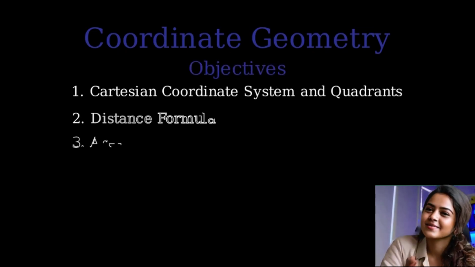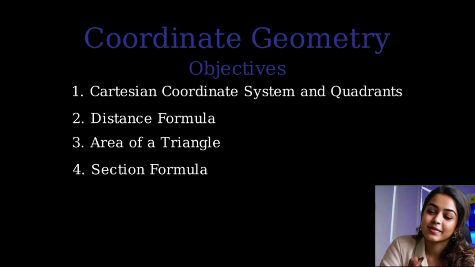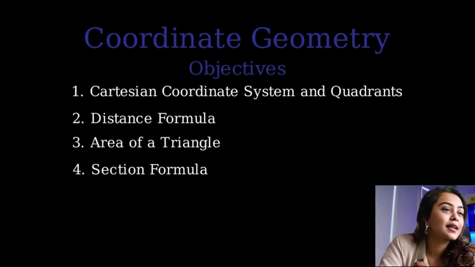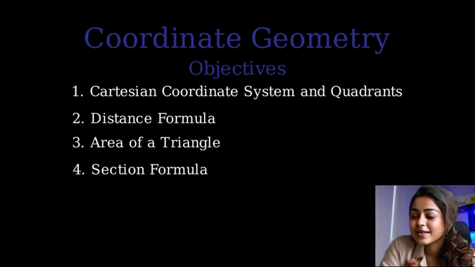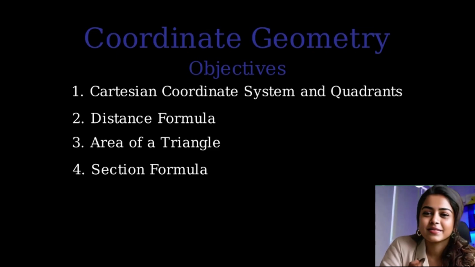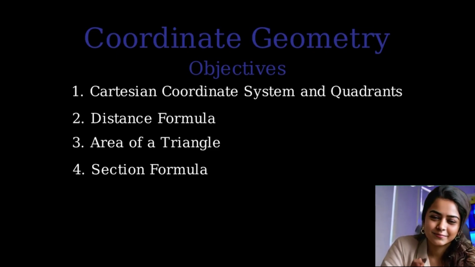We'll start with the Cartesian coordinate system and quadrants. Then we'll learn the distance formula. Next, we'll see how to find the area of a triangle using coordinates. And finally, we'll cover the section formula, which helps us find the coordinates of a point that divides a line segment in a given ratio.